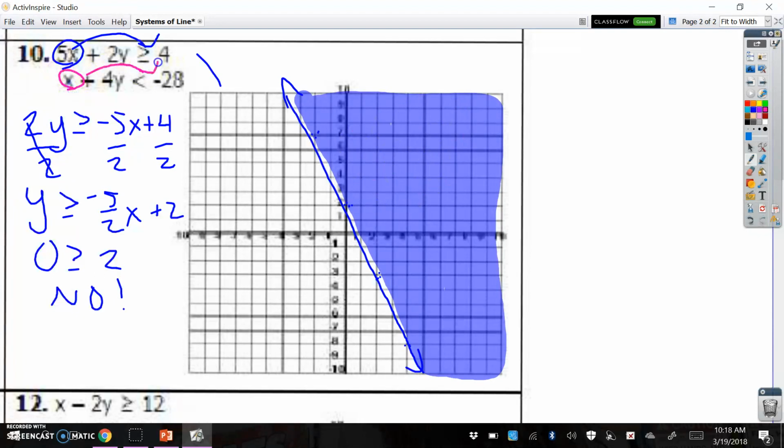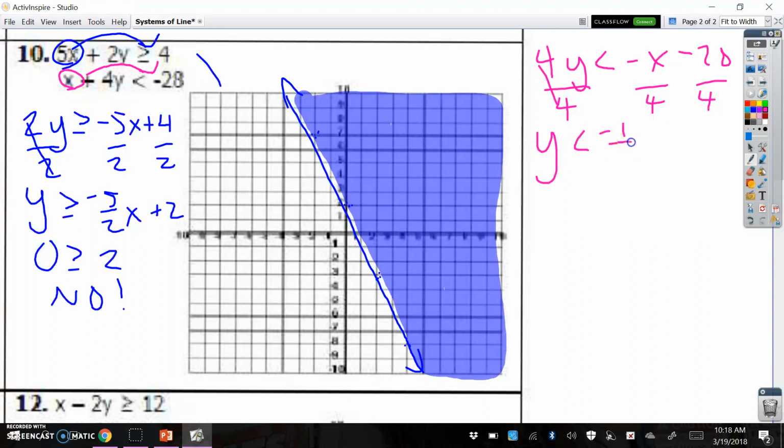So we move that x over here. So we have 4y less than negative x minus 28. Divided out by 4. Y is less than negative 1/4 x. Negative 28 divided by 4 is negative 7. So we start at negative 7.